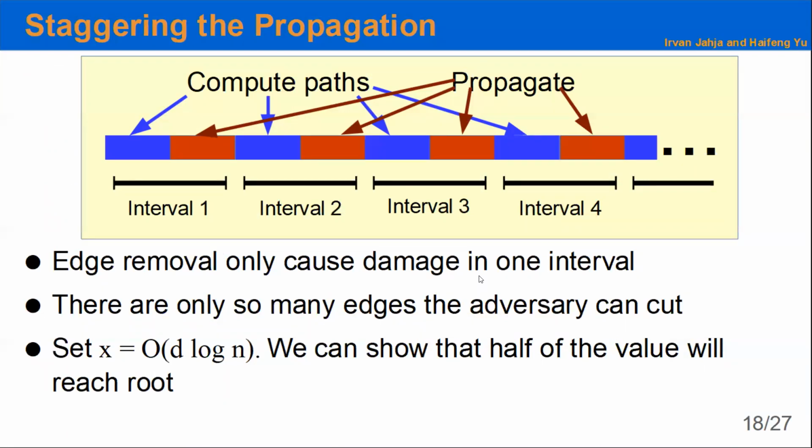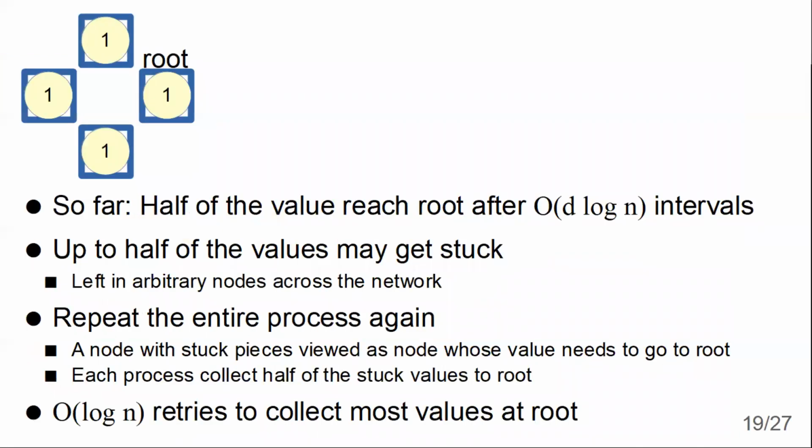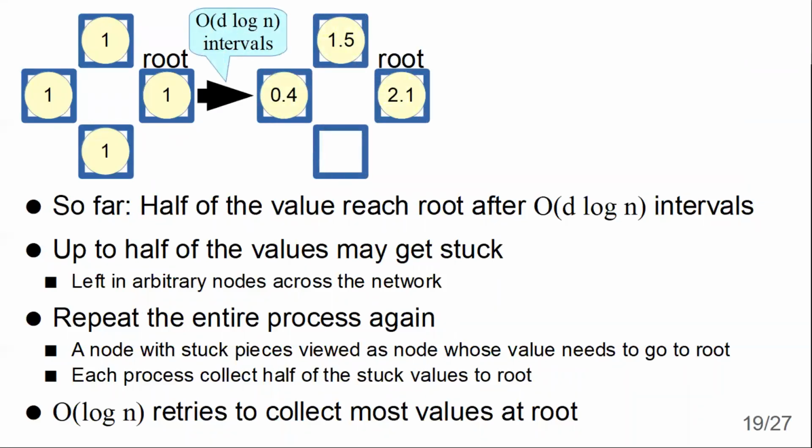Now, for any given edge, if the adversary cuts that edge, the adversary now can only cause damage to just one interval, which is the interval containing the round where the edge is being cut. Furthermore, there is only so many edges that the adversary can eventually cut. Combined with some simple calculation, we can then show that by using about d log n intervals, we can ensure that at least half of the value from each node will get to the root. So to summarize what we have so far, at the end of all these d log n intervals, half of the values will reach the root node.